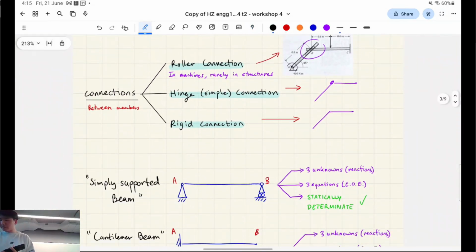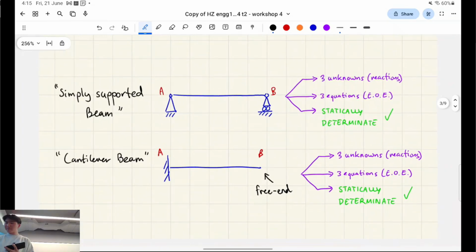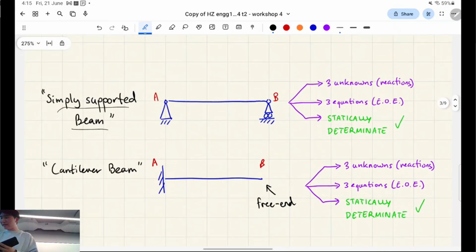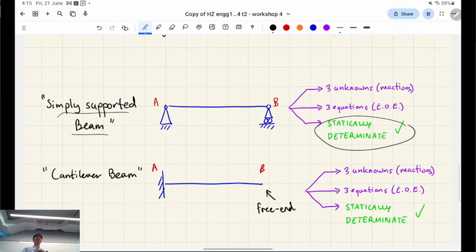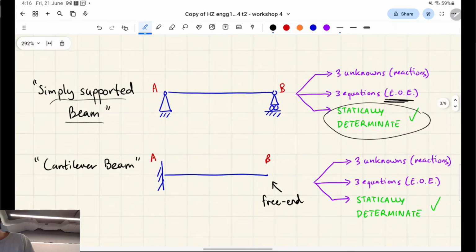Okay, so other common terminology which you'll hear is simply supported beam, which I think I've mentioned in one of the earlier workshops. We want to start thinking about how basically all of the structures you're going to find in this course are what we call statically determinate. There are enough unknowns and equations to solve them, right? So we use our equations of equilibrium to solve for our unknown reactions, right?